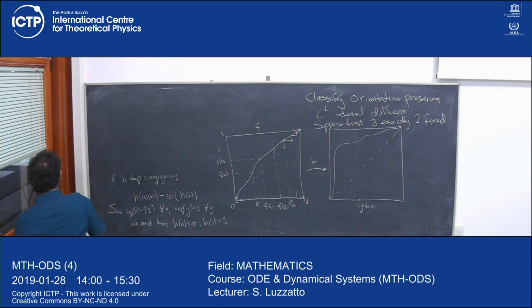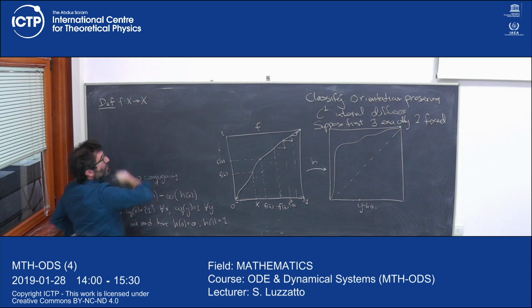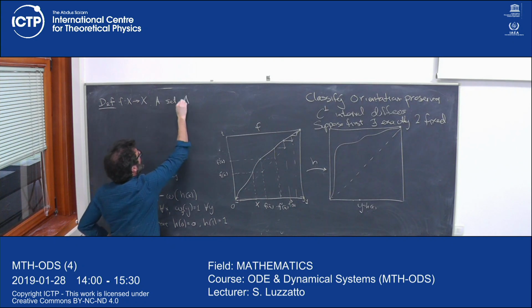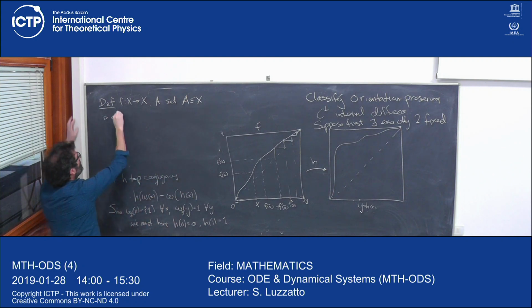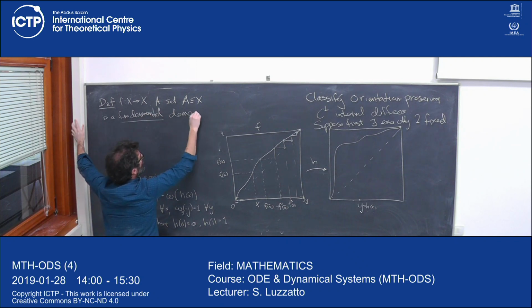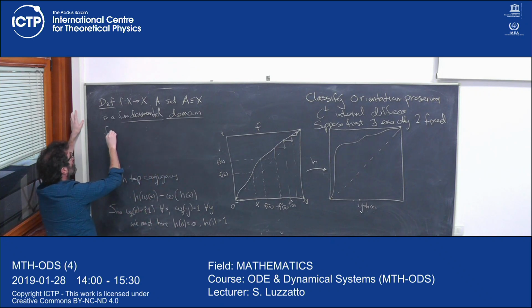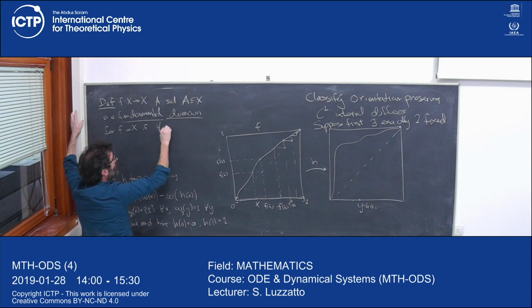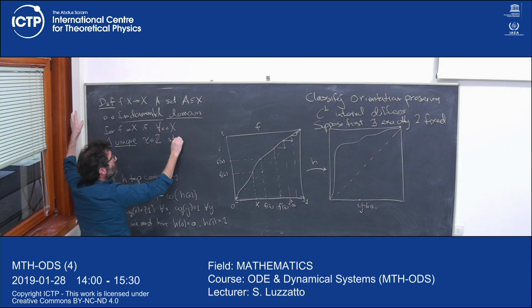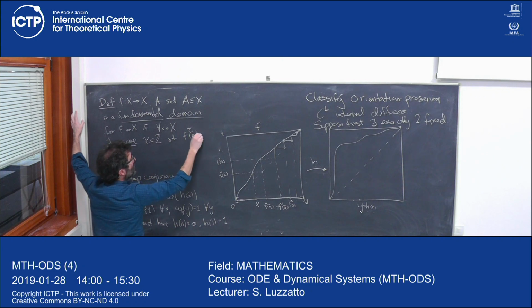The strategy is the following. It's going to use the concept of a fundamental domain. So let me write the definition in a very abstract setting. We have f from X to X. A set A in X is a fundamental domain for f on X if for all points x in X there exists a unique tau in Z such that f^tau of x belongs to A.